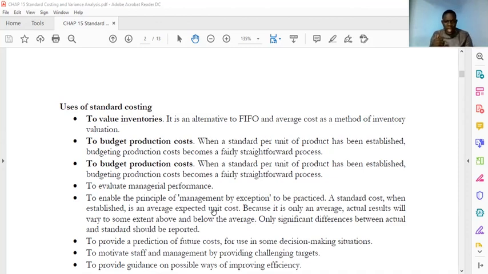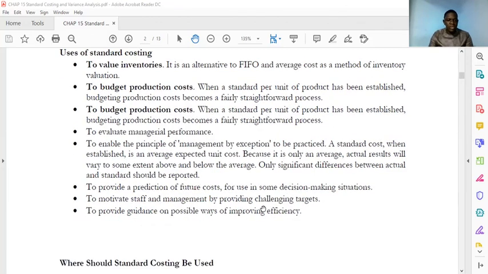Five, to provide a prediction of future costs for use in some decision-making situations. And to motivate staff and management by providing challenging targets. And to provide guidance on possible ways of improving efficiency. Because the standard is there, you must try as much as possible to live within the standard, to make sure that you do not go overboard. So these are some of the uses of standard costing.